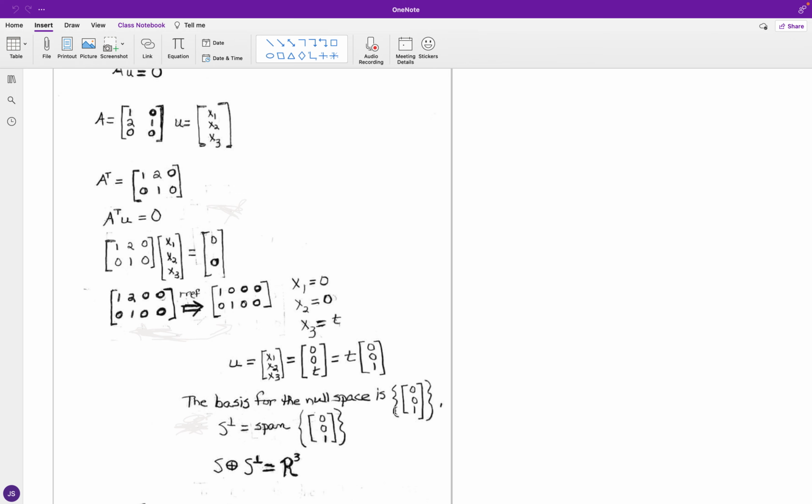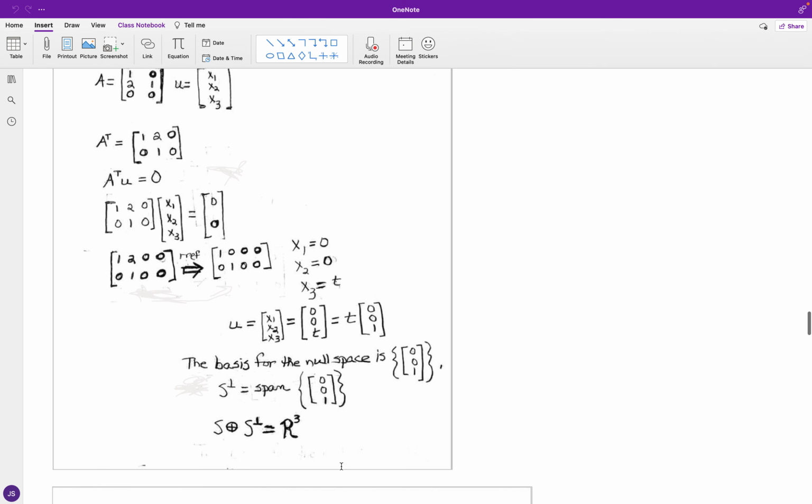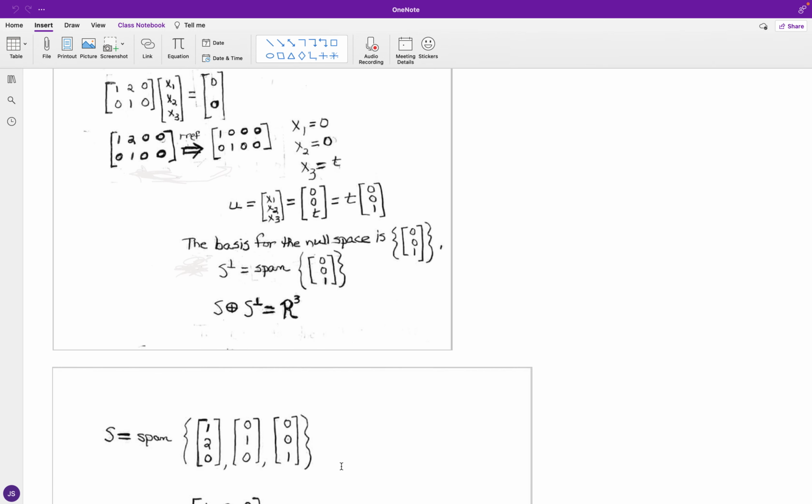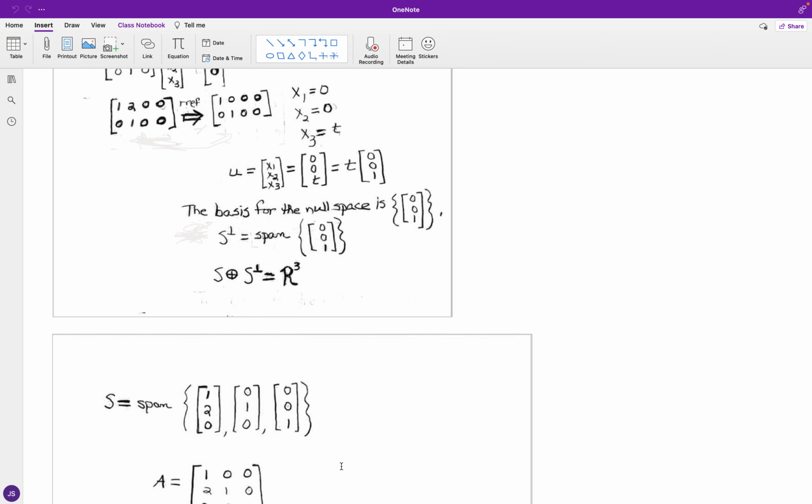So the basis for the null space, or the orthogonal complement, again, is 0, 0, 1, and the orthogonal complement is going to be the span of 0, 0, and 1. What I mean by span is that you're looking at any multiple of 0, 0, and 1, like 0, 0, negative 22 or 0, 0, 57. That would be part of the set. And once again, for the direct sum of the subspace and the orthogonal complement, that is going to be all of R3.